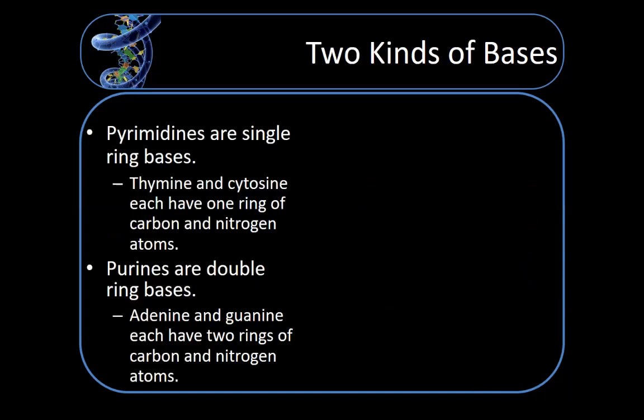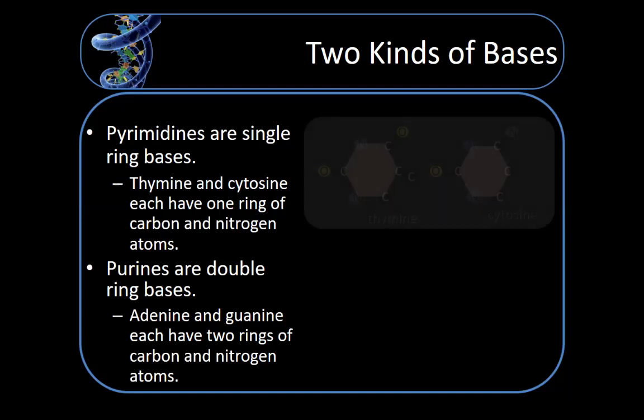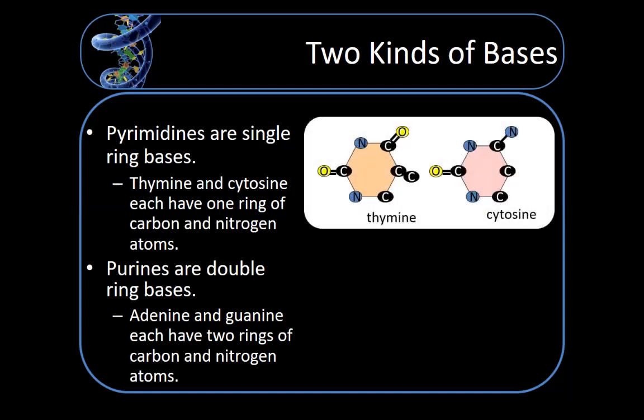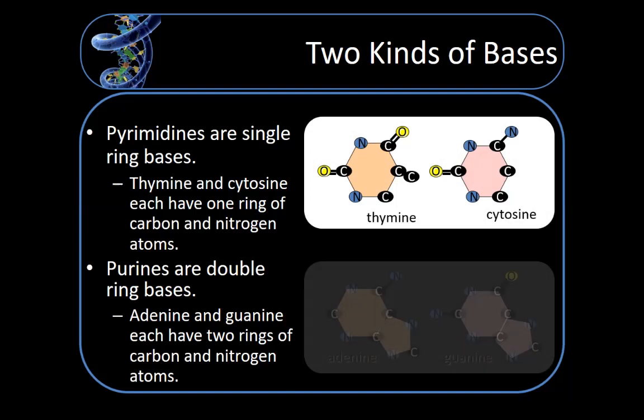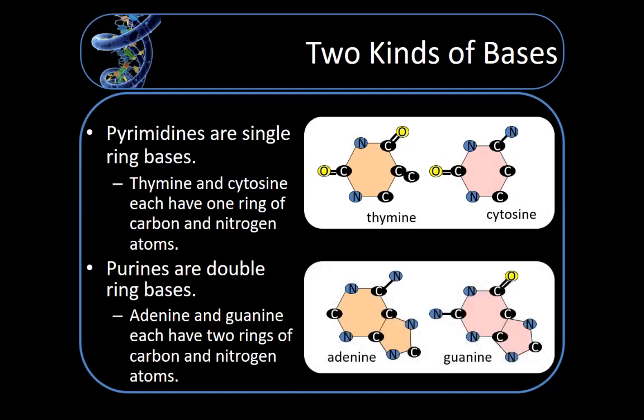In each of these pairs, we have one of two kinds of bases. We have a group of bases known as pyrimidines. These are our single ring bases, thymine and cytosine. Each one has a ring of carbon and nitrogen atoms, and you can see their structures here. This is compared to our two purines, or double ring bases, which are adenine and guanine, and they have double rings you can see here.